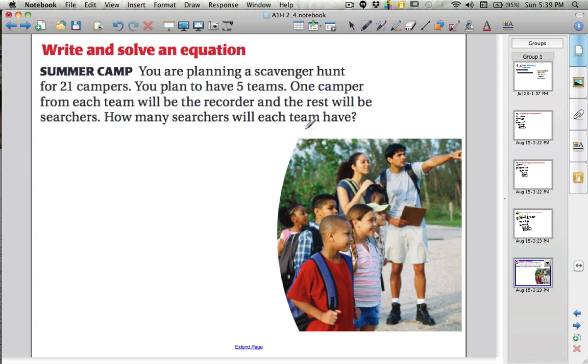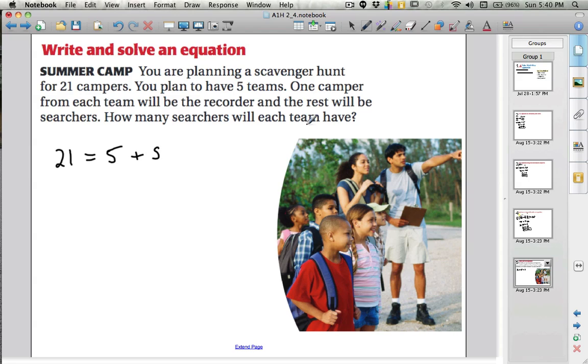Okay, so if we start taking a look at this, I'm going to have 5 teams, right? And each team is going to have a recorder and a number of searchers. So that means I'll have 5 recorders, and the rest are searchers. So my total number of campers is 21. And then on the other side, I know I'm going to have 5 recorders plus my number of searchers.